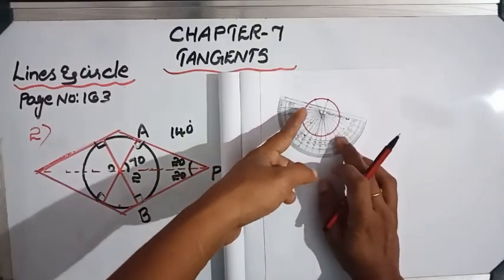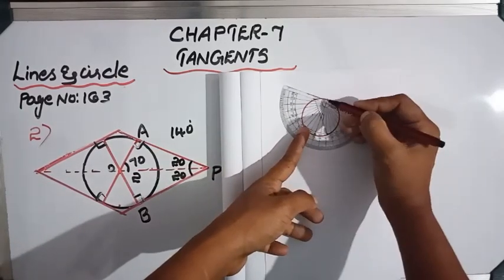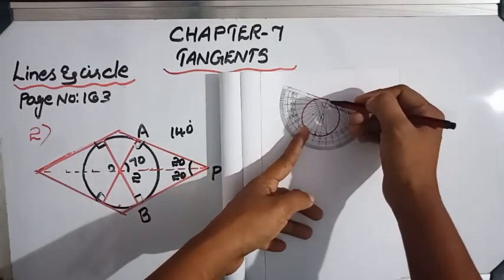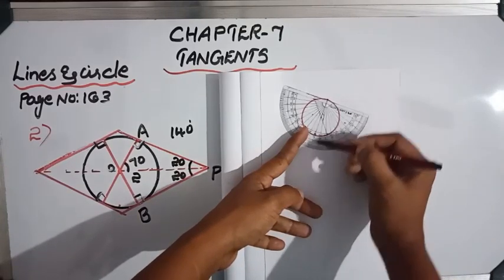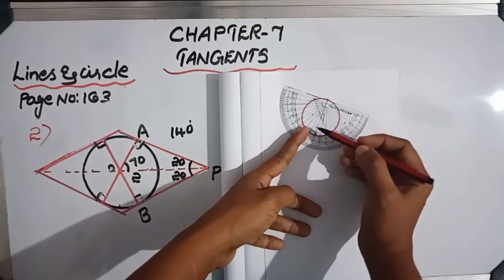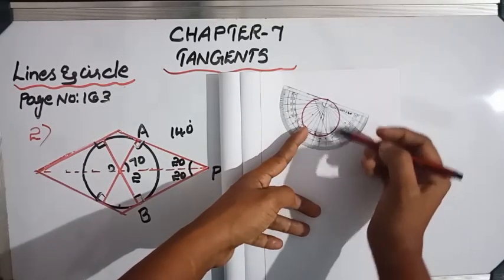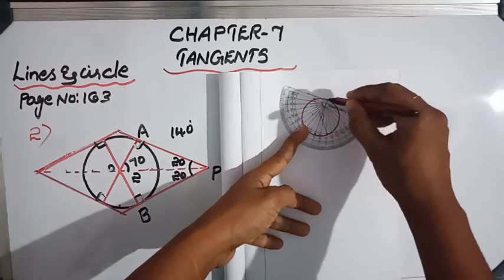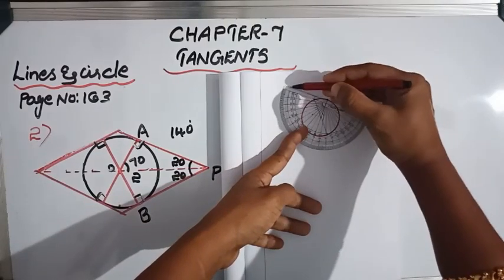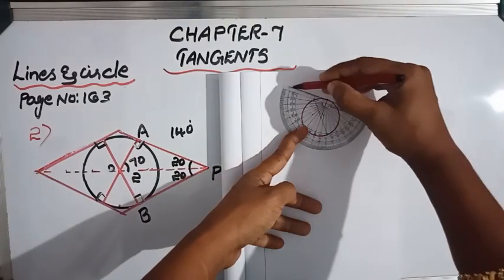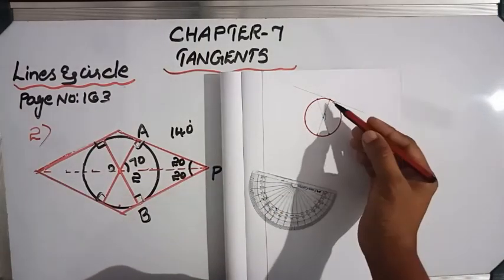So keep the protractor like this. Only that point must be visible. The remaining portion must be under the protractor. That middle point, that means that 90 degree line and that diameter must be in the same line without any slanting. Okay, so keep it like this. This point must be visible, only that point. The remaining portion must be inside the protractor. Then just draw a line like this. So this is the first tangent through this point.